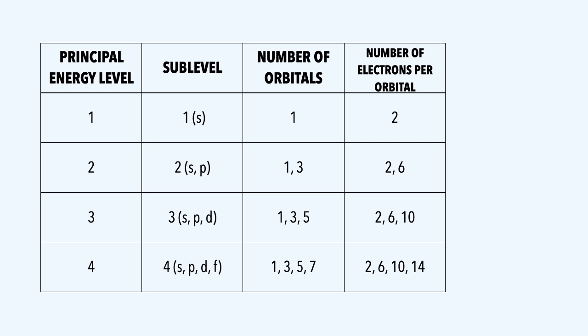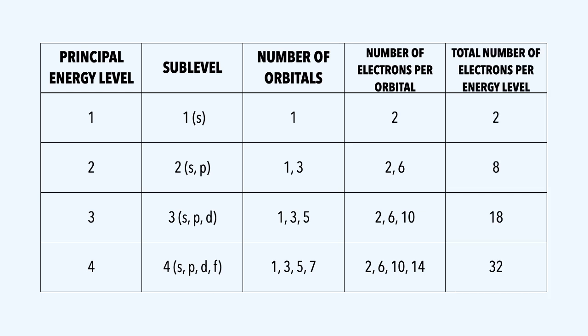Sa principal energy level 3 naman, meron tayong number of orbitals na 1, 3, and 5. So per orbital, maglalagay tayo ng 2 electrons, 2, 6, and 10. Finally, sa principal energy level 4, meron tayong 4 na sublevel at bawat sublevel, ang kanilang number of orbitals ay 1, 3, 5, and 7. So, lalagyan natin sila ng electrons na 2, 6, 10, and 14.